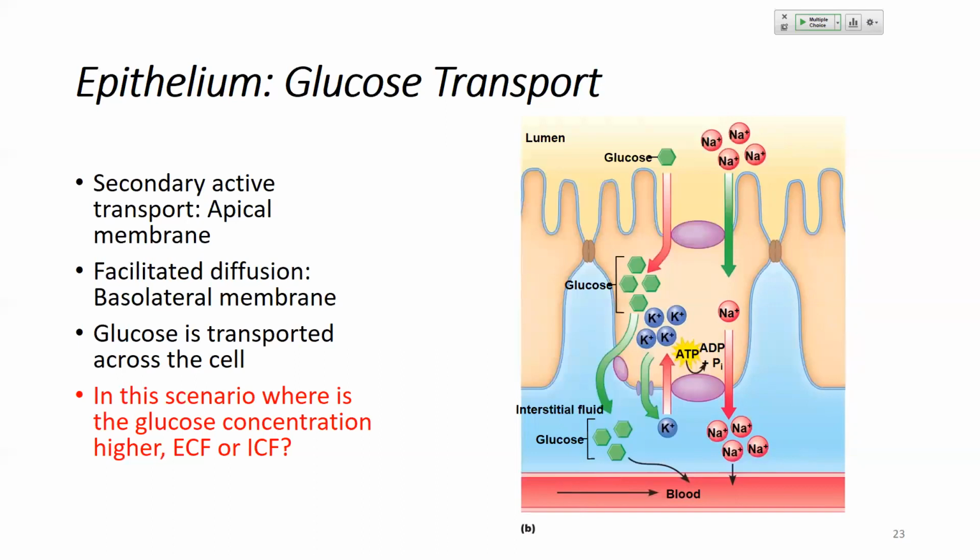Inside the cell, right? That is correct. And we say inside the cell because glucose is moving against its concentration gradient. Because it's moving against its concentration gradient, it's moving from an area of low concentration to high concentration. So that right away tells us that there must be more glucose inside the cell than outside the cell for it to be moving against its concentration gradient here. Can everyone see that? Okay, let's move along.